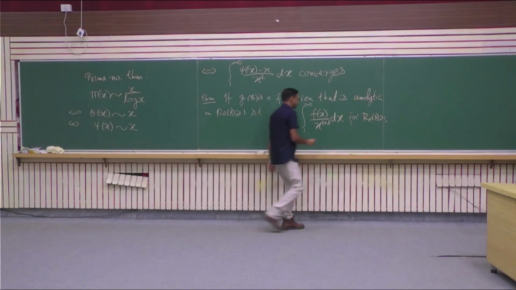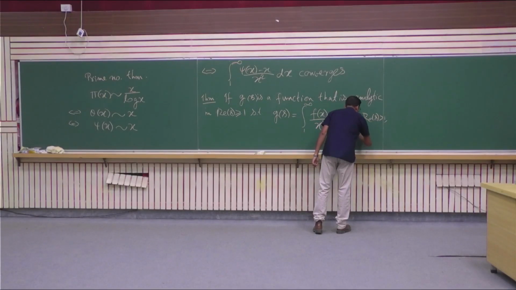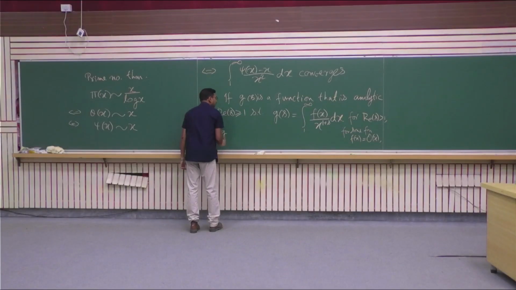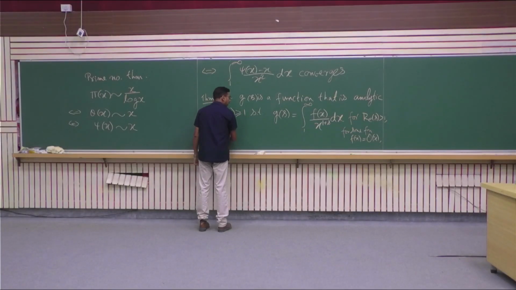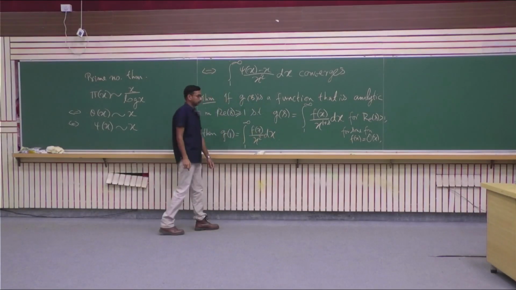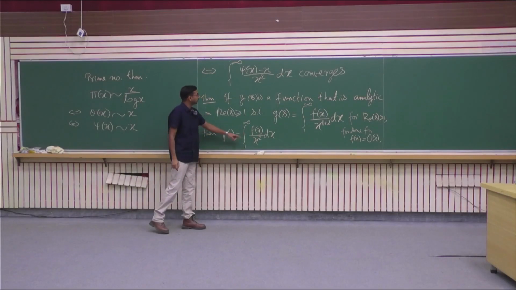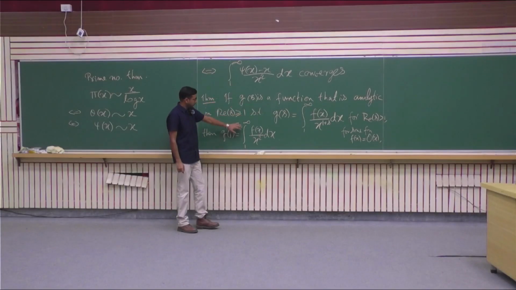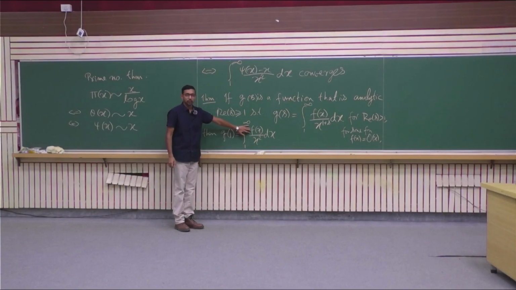for some function f x which is big O of x, then g of 1 is given by the integral from 1 to infinity of f x by x squared dx. In particular, we would put this f x as psi x minus x. We already know that psi x is big O of x, so psi x minus x satisfies the condition on f x.